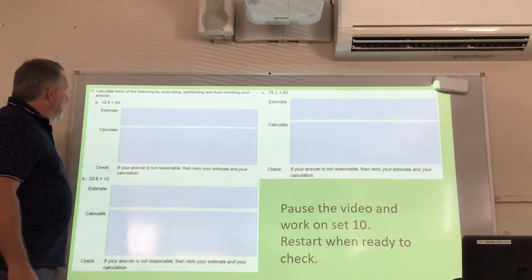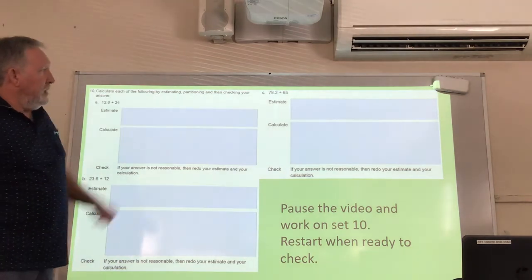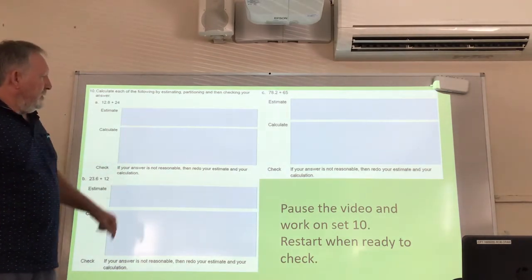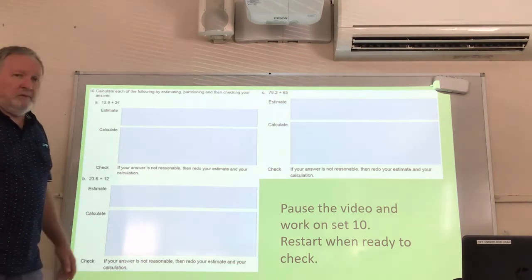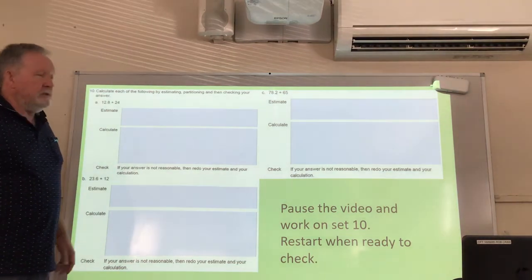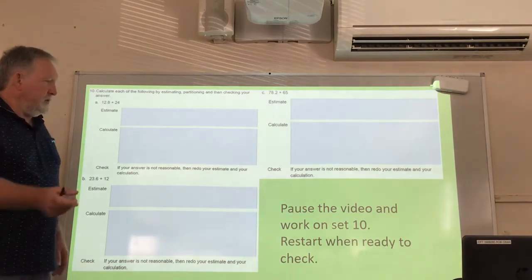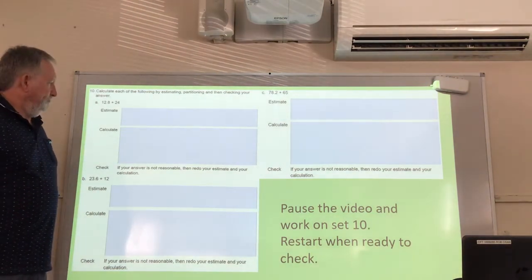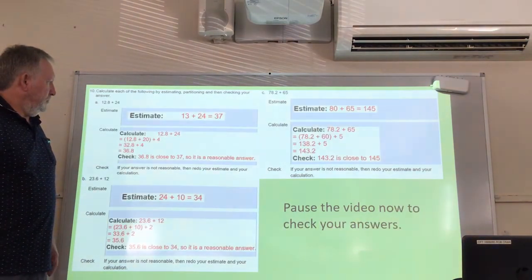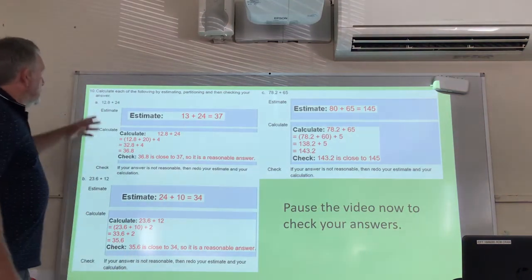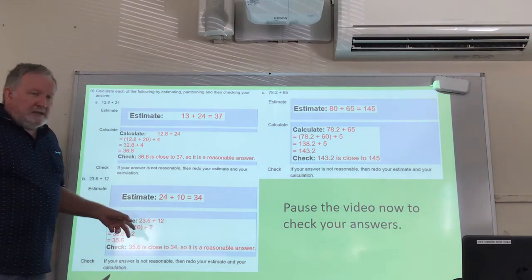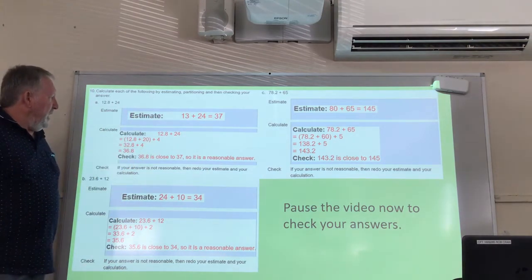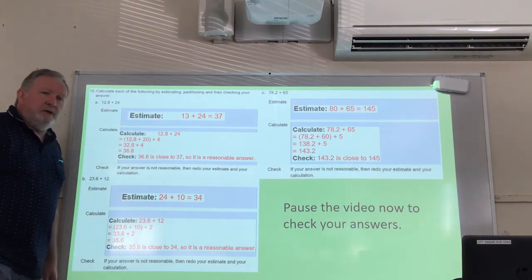Your turn now. You've got 3 sums that you can estimate and calculate. Pause the video and work on this set, which is set 10 from the worksheets, or just do these on pen and paper. Pause it and have a go. And we're back. So now you can see our 3 answers here, split up into the estimate and into the calculation. So pause while you check your work.